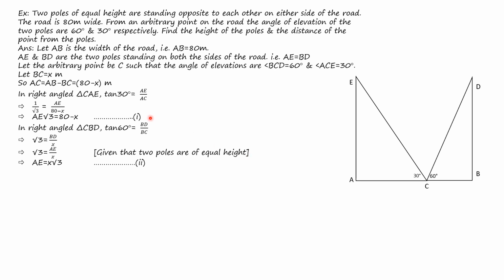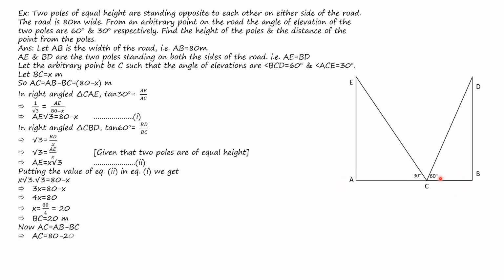Now in the first equation we got AE root 3 equals 80 minus x. The second equation states that AE equals x root 3. Now putting the value of equation 2 in equation 1, we get x into root 3 into root 3 equals 80 minus x, or we can write 3x equals 80 minus x. This implies taking x to the left hand side, we get 4x equals 80 or x equals 20. That means BC equals 20 meters. Now BC is 20 meters and total AB is 80. So AC is AB minus BC, which is 80 minus 20, that is 60 meters.